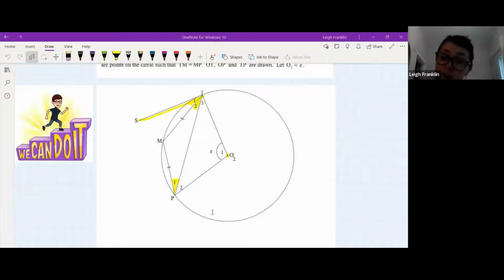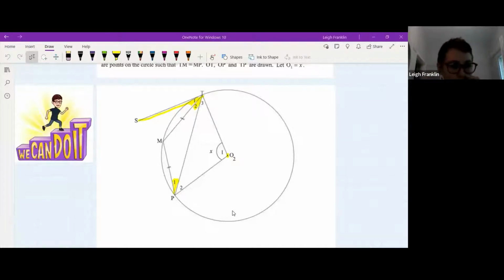MTP is an isosceles triangle. You're quite right, Dalen, it is. But you're not allowed to use the words isosceles triangle as a reason. Okay, Miss. Okay, thank you. That's not allowed anymore. So if you want to say that P1 equals T2, the new way of saying it is angles opposite equal sides.